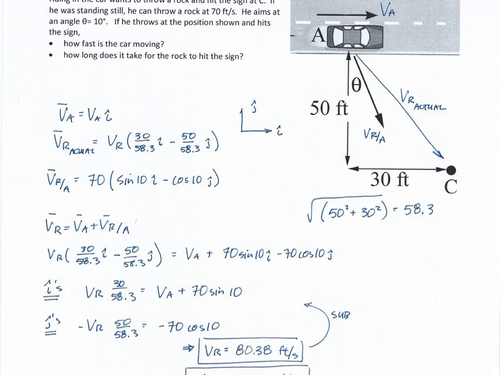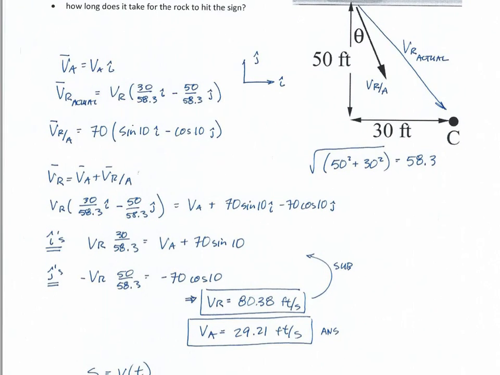I know the direction because if I do a ratio kind of method of 30 over 58.3 in the i direction, my positive j goes this way, then I have a negative j going this way. So the velocity of the rock actual is going to be 50 over 58.3 in the negative j direction. The relative term is 70, and this one is sine 10, so we got sine 10 in this direction and negative cosine 10 in that direction. Set it up with one equation. That's what I did here.